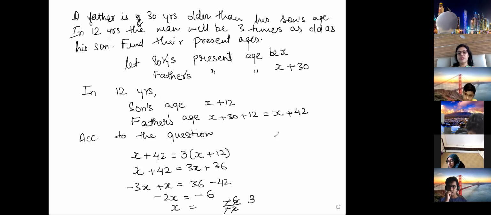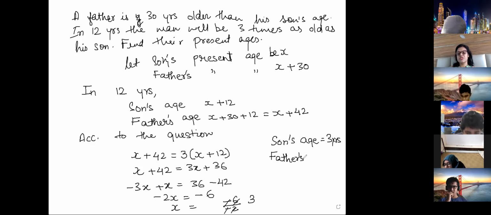Okay, so you'll write the answer over here. Son's age is equal to 3 years. Write the unit also. 3 years, and father's present age, because they have asked present age, is equal to x plus 30, which is 3 plus 30, 33 years. So this is the answer.